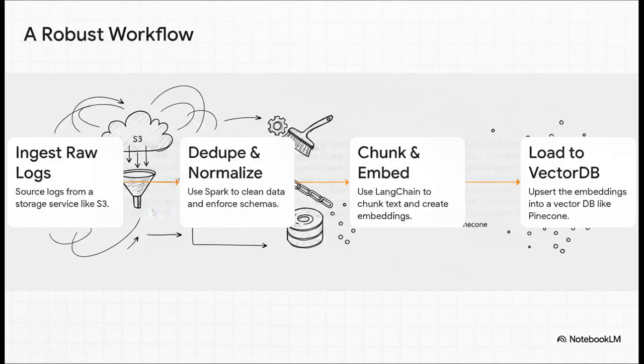You build a workflow that's designed like a tank. First, you pull in the raw logs from something like S3. Then, you bring in a heavy hitter like Apache Spark to get rid of all those duplicates and clean things up. Next, a tool like LangChain chops the data into smart chunks and creates the embeddings. And finally, you load all that clean, pristine data into your vector database, like Pinecone. Every step has a purpose.